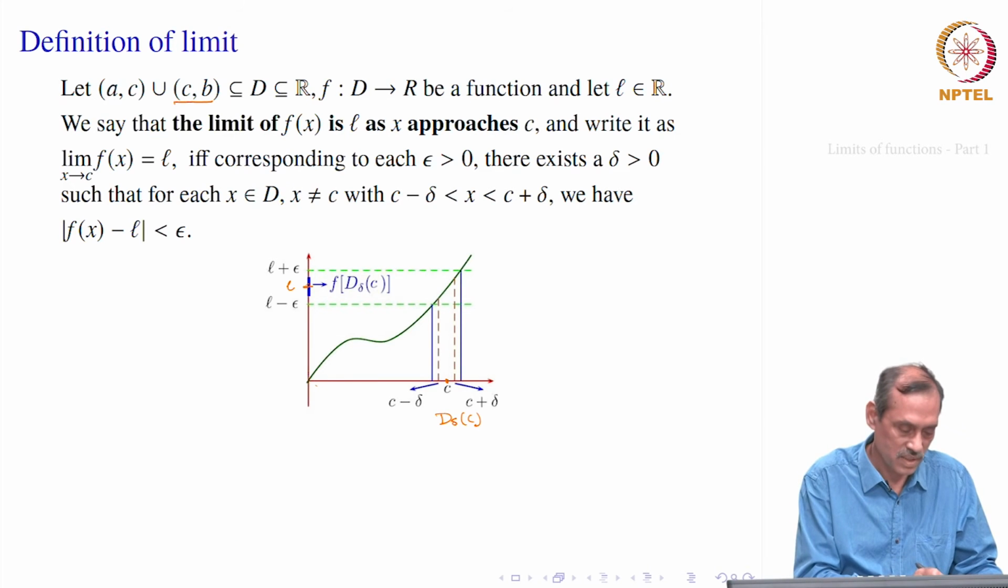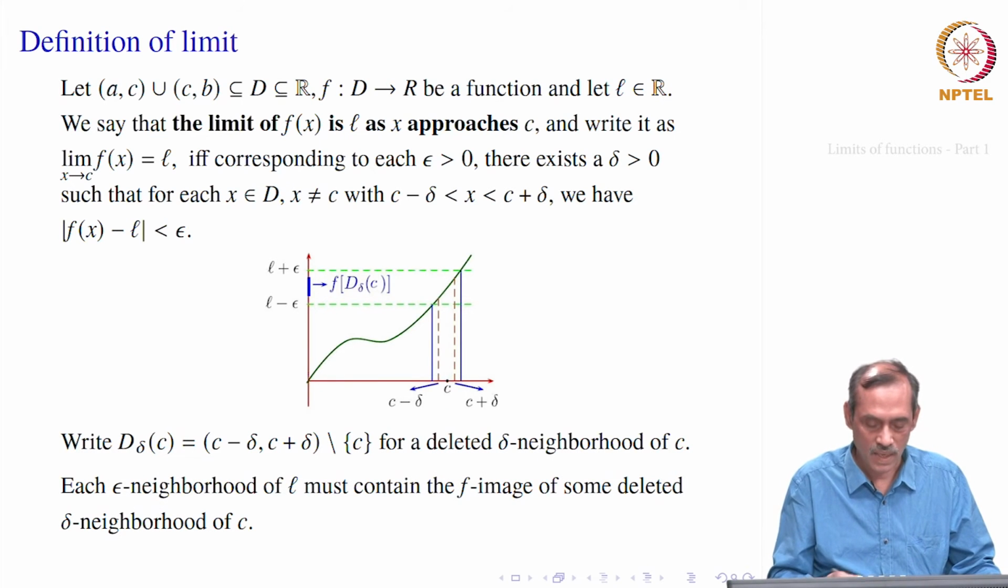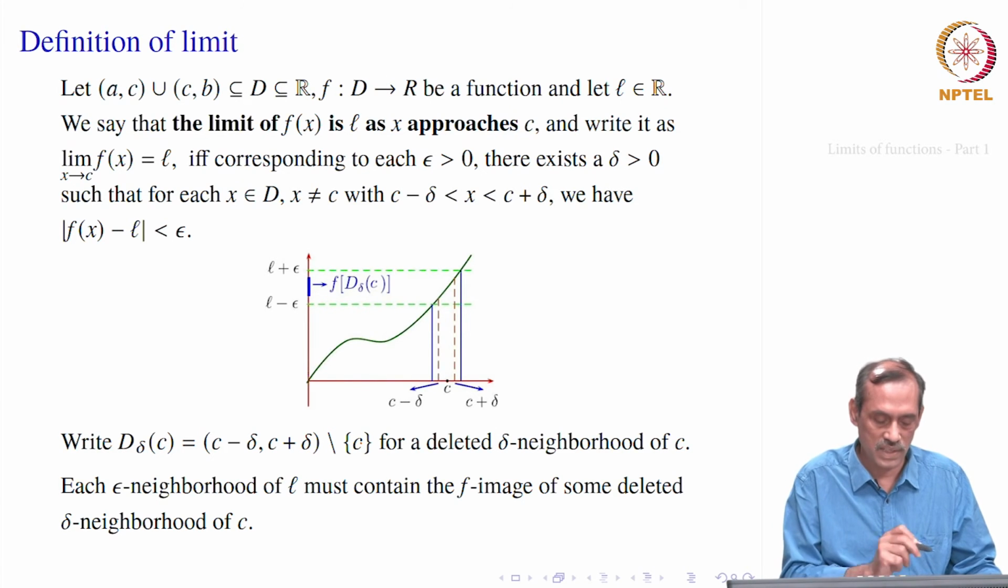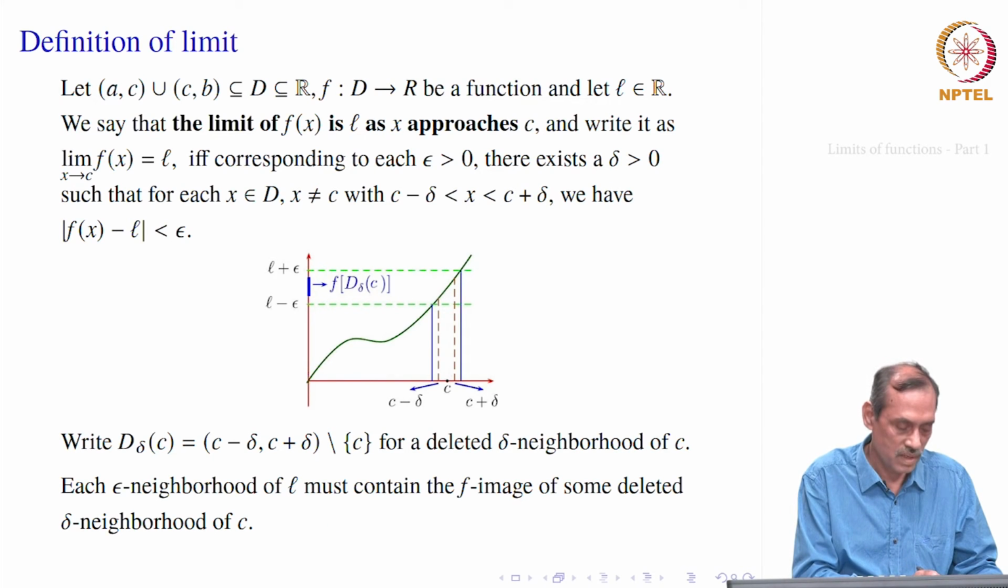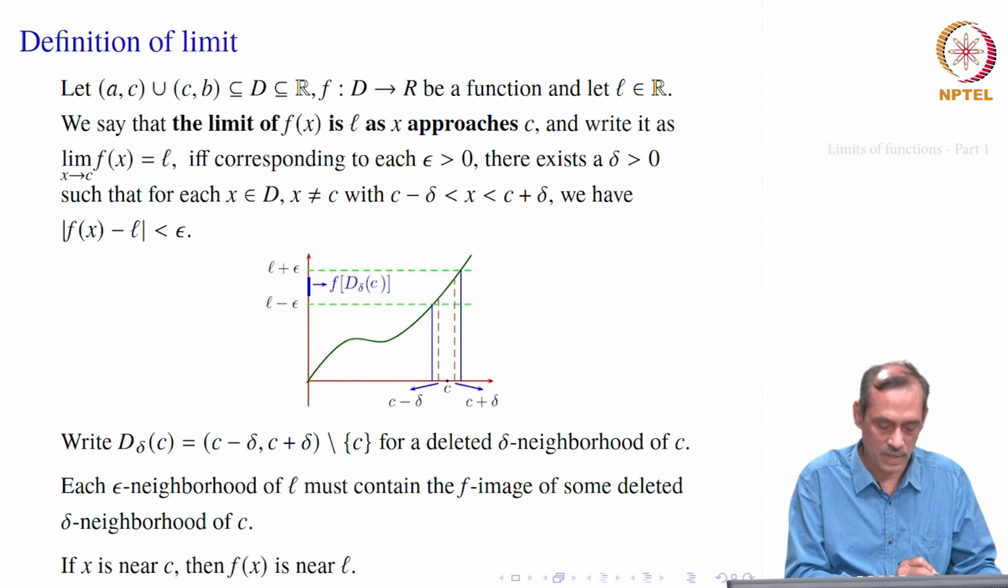So, this is the central idea of the limit. Writing D delta c as the deleted neighborhood, c minus delta to c plus delta, omitting that c, it says that each epsilon neighborhood of L must contain the f image of D delta c, the deleted neighborhood. f of anything you take should be lying within that. That is what the notion of limit is. We will naturally take some examples and see how it happens.